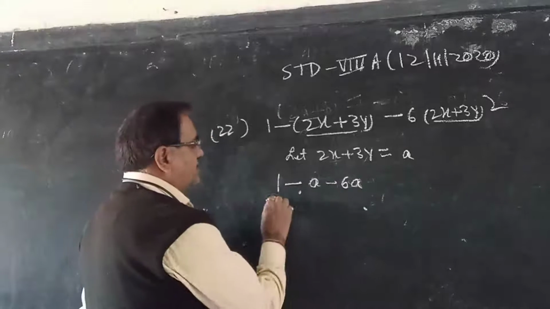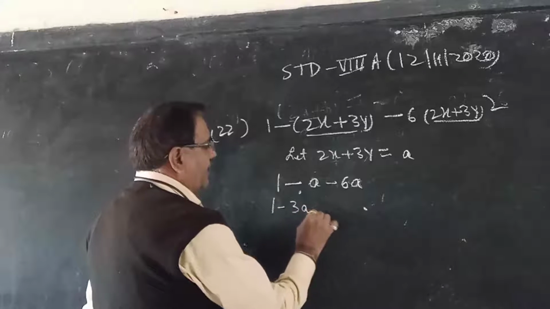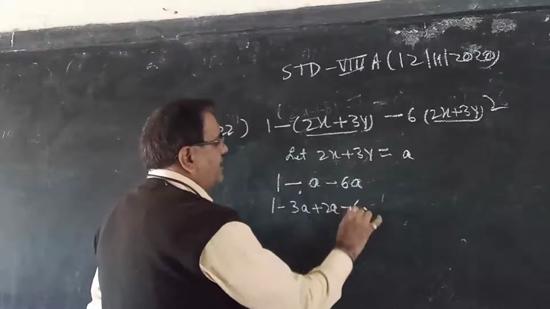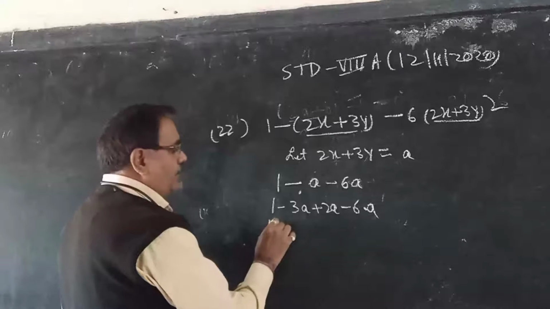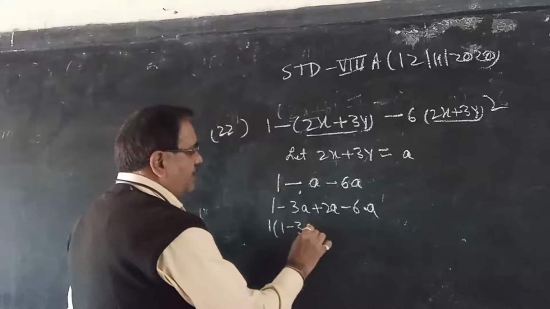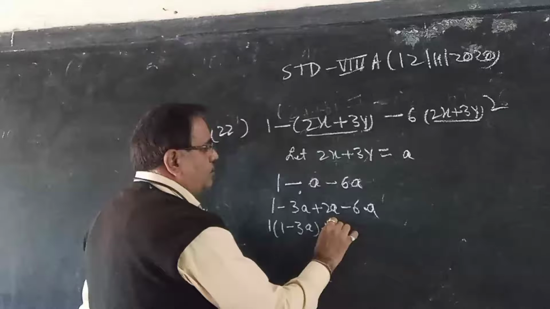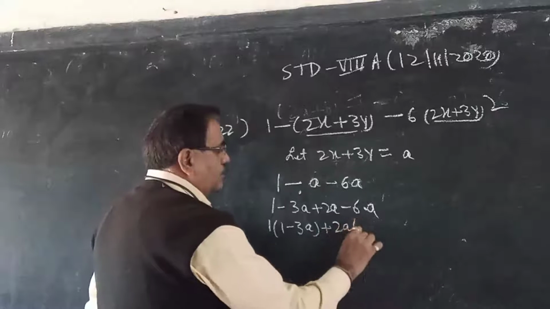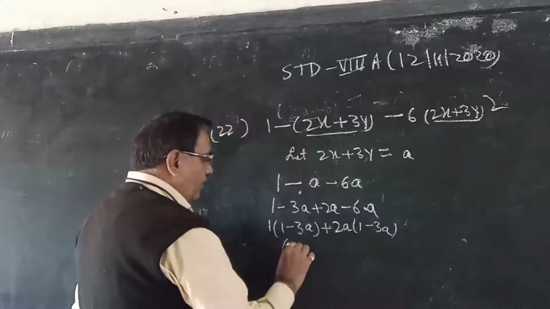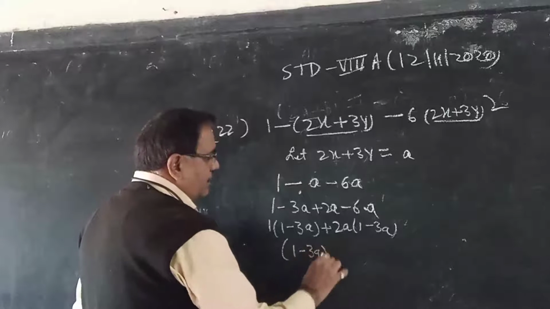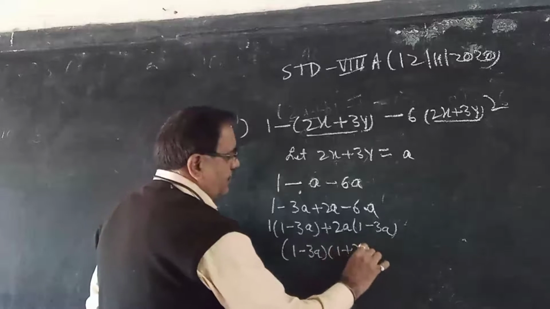So 3 twos are 6. So 1 minus 3a plus 2a minus 6a. Common: nothing is common means 1 is common. So (1 minus 3a). Here 2 is common, a is common. So (1 minus 3a). On the whole, common (1 minus 3a) and (1 plus 2a).